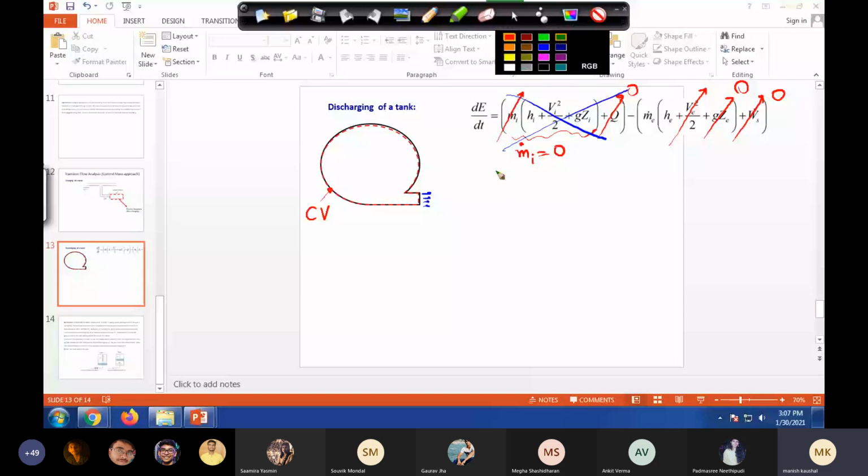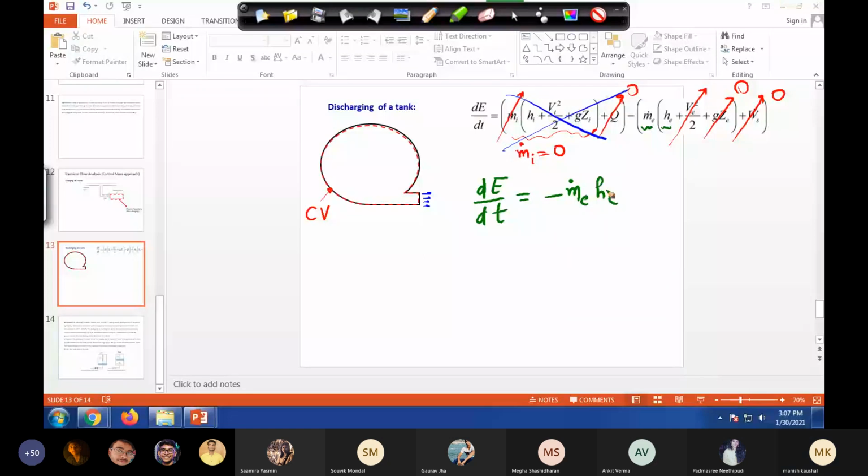Okay. So there is only exit. So the only term which survives is this and the enthalpy at exit, right? Because since m dot i is 0, everything in the bracket multiplied by 0 is 0. There is no Q, there is no work transfer. So the equation which we have is dE by dt is equal to minus m dot e he. Okay. What other equation we have?